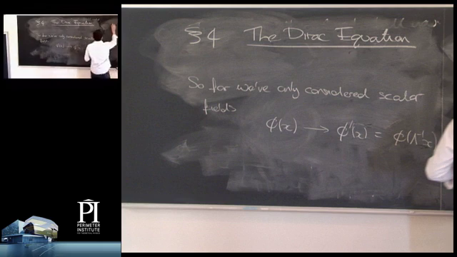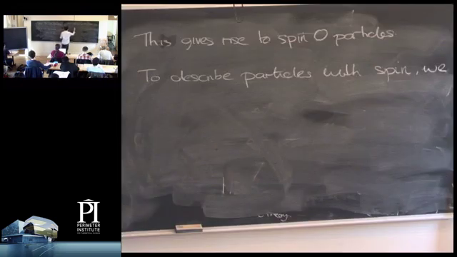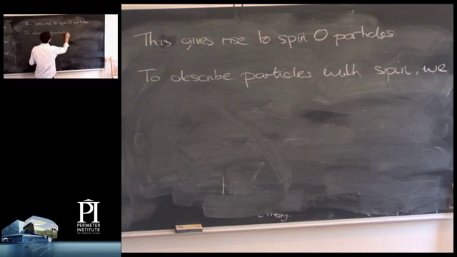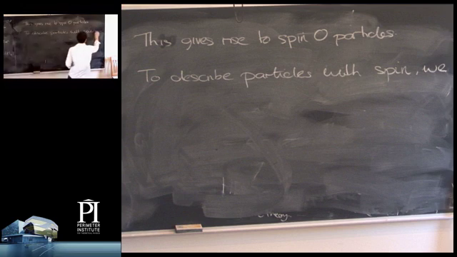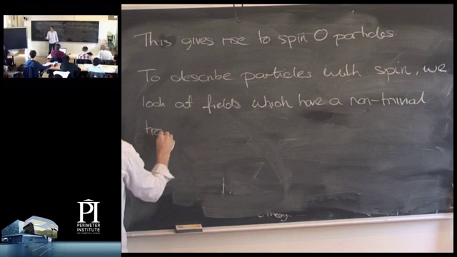Okay. So this gives rise to spin 0 particles. So to describe particles with spin, which means the particle has some intrinsic angular momentum, what we're going to do is look at fields which themselves have some non-trivial transformation under the Lorentz group.